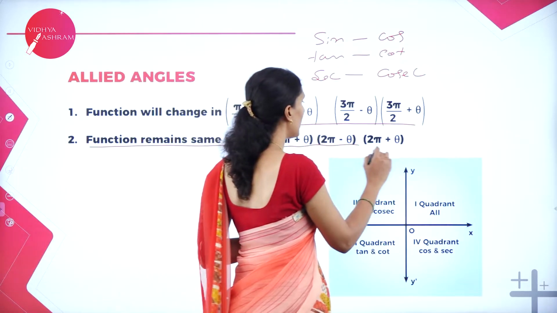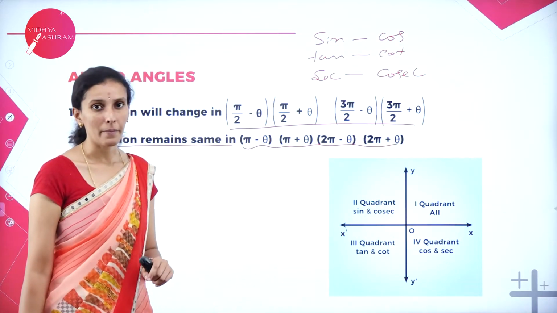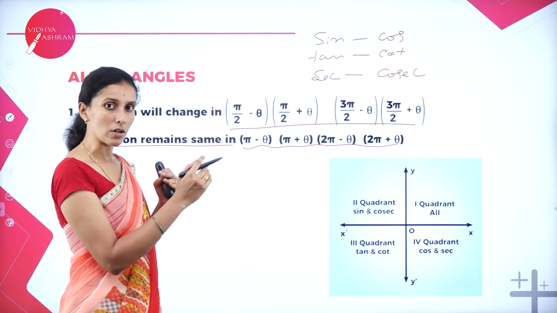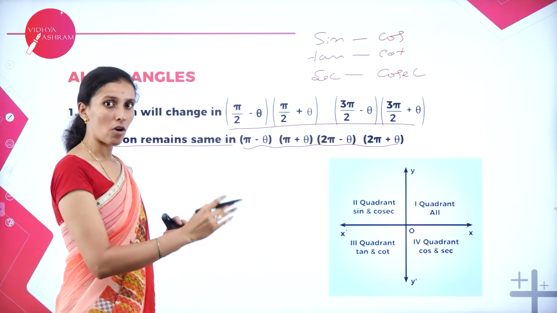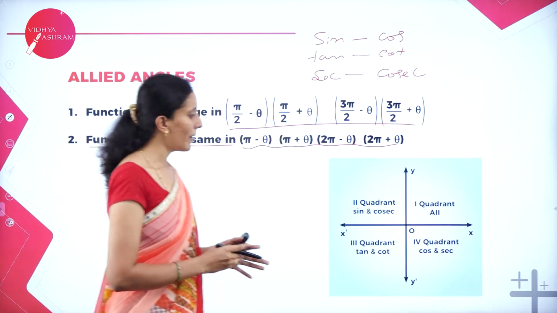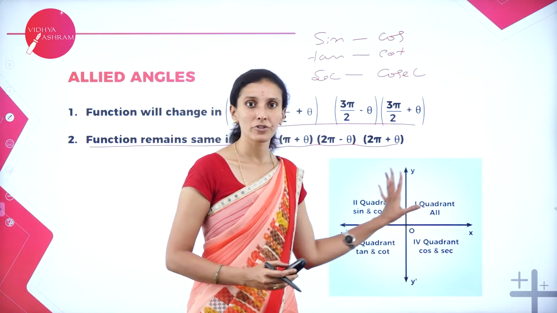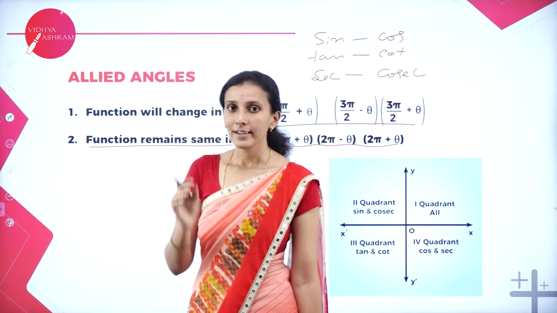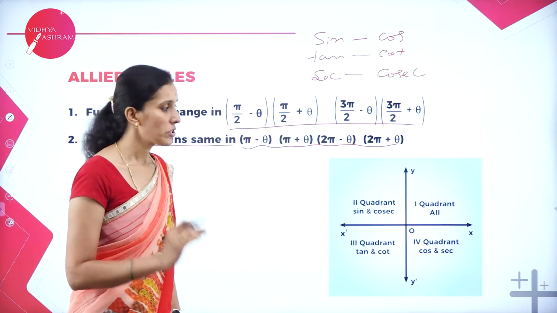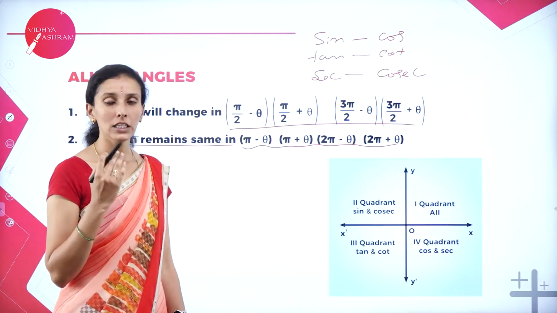But for multiples of pi with plus or minus theta, the function does not change to cos. Sin remains as sin, tan remains as tan, cot remains as cot. But again, the sign depends on where the trigonometric function lies. So this is a short note on allied angles. Keep it in your mind, because it is very useful in solving problems.